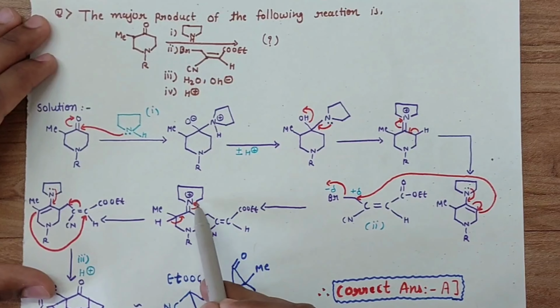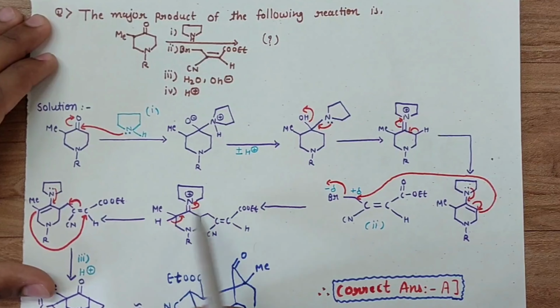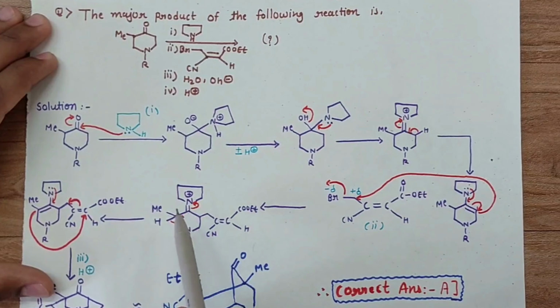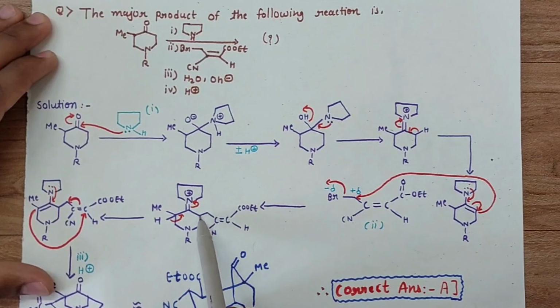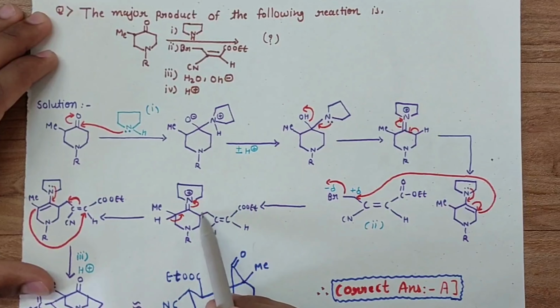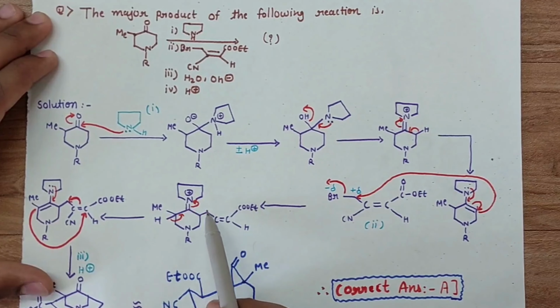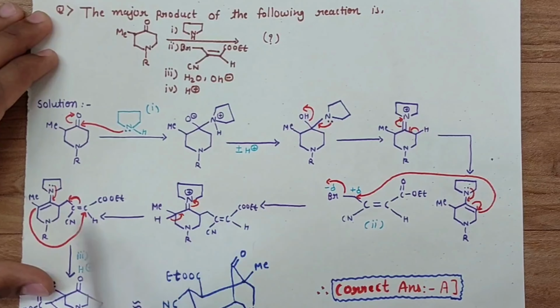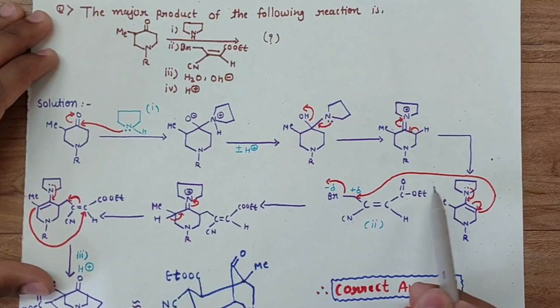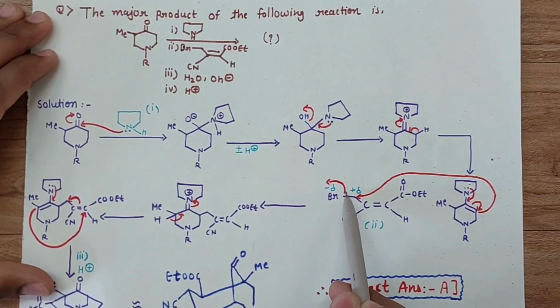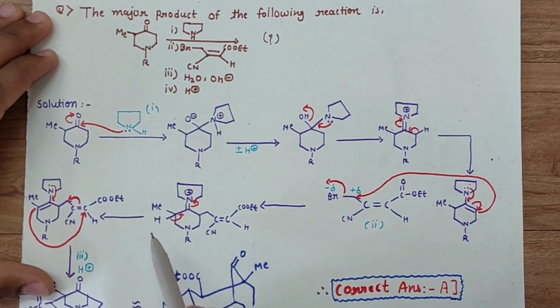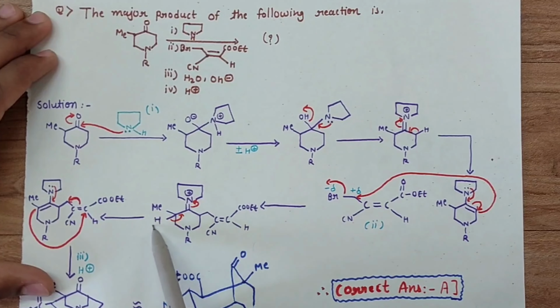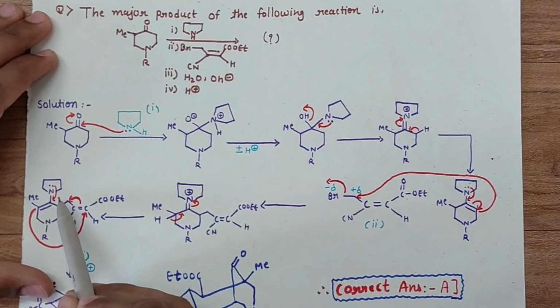In this case, this iminium salt has two alpha carbon positions, 1 and 2. Position 2 is more substituted, so the enamine cannot be formed on this side. We will get the enamine on the alpha 1 position. The Br minus will capture this acidic proton and we get the further enamine like this.